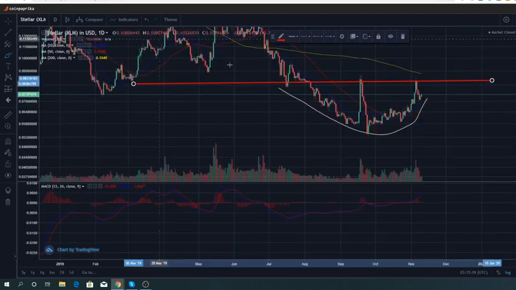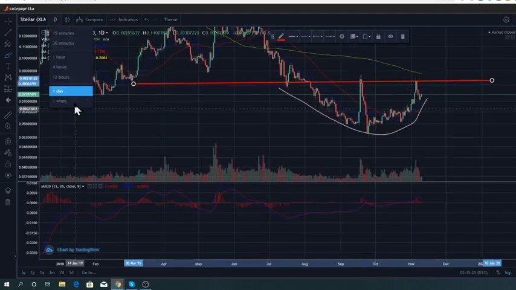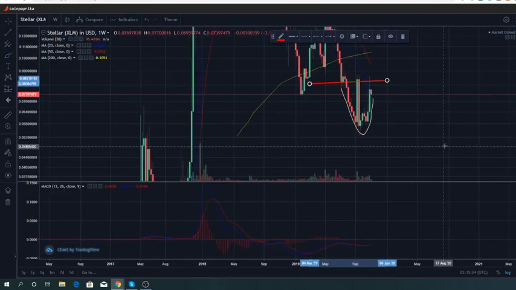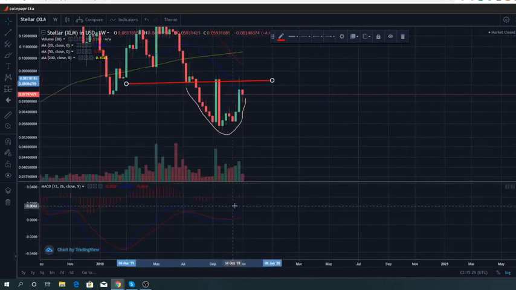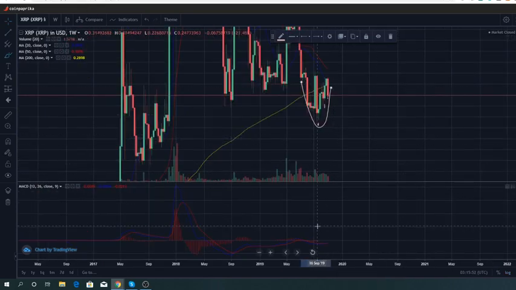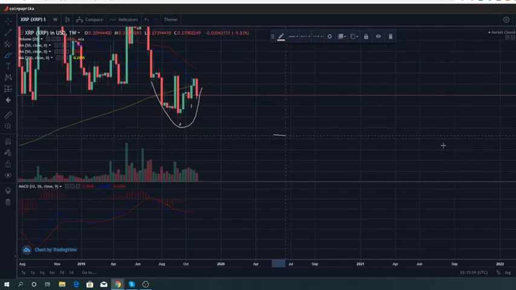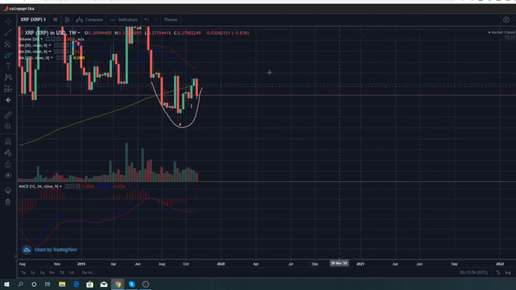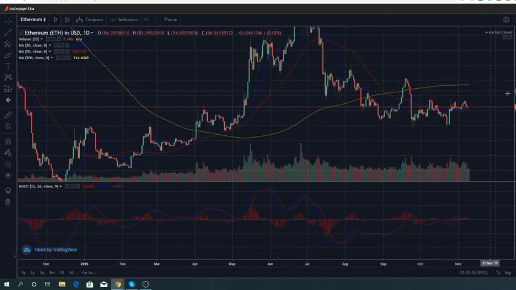For Stellar Lumens also, if we look at the weekly time frame and the MACD, we can see that the MACD has a cross and it's in positive territory. And for XRP also, it's the same. So more or less, hopefully in the coming days, we can see a price movement.